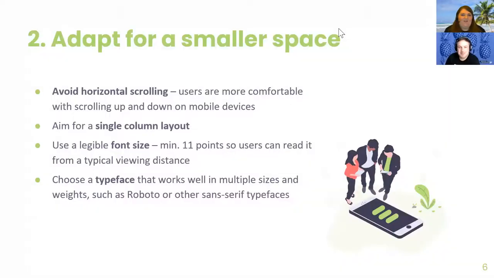So number two, adapt for a smaller space. I think this is quite obvious, but when you have a mobile view, you're designing for a smaller screen. You're not designing for a big laptop screen or secondary monitor. Most of the time when you're using a phone and you think about apps that you use, you're scrolling up and down, not horizontally. To scroll horizontally on a phone just feels really unnatural. So with mobile design, especially with data viz, people stack charts and bands and things on top of each other rather than side by side like you would in a regular dashboard. And for that reason, you design for a single column layout.